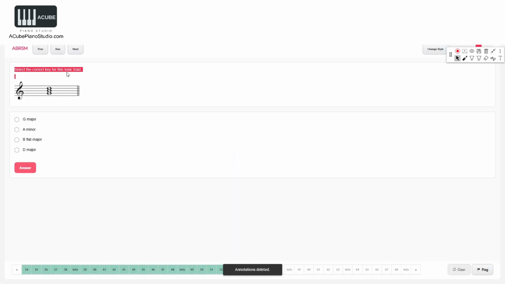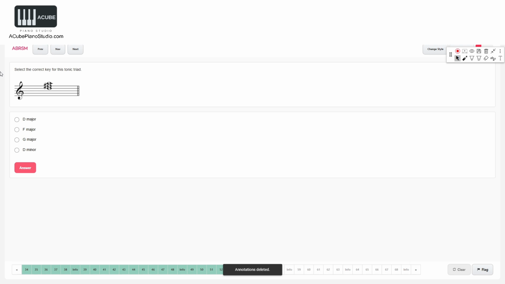Next, select the correct key for this tonic triad. The first thing you do for this type of question is look at the lowest note. What's the lowest note here? This is treble clef, this is the note G, right? So this is the only option with G. Therefore the answer is G major. And it's right because G major is G, B, D for the tonic triad.